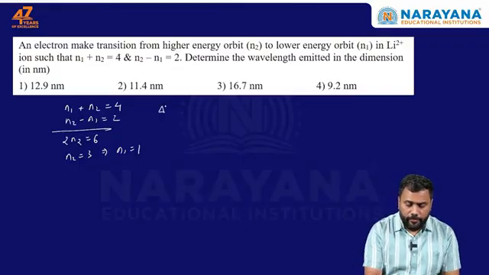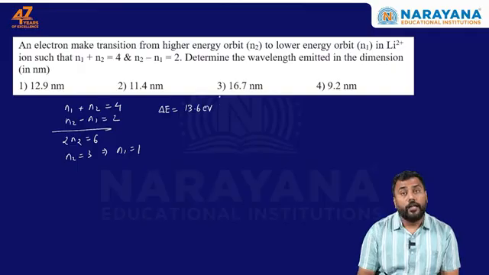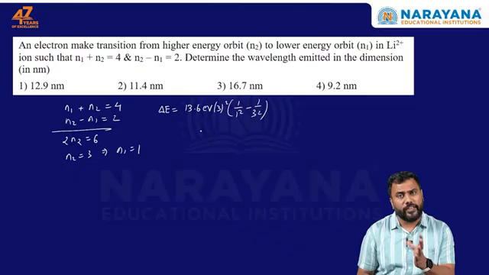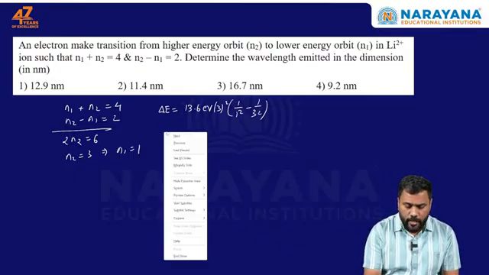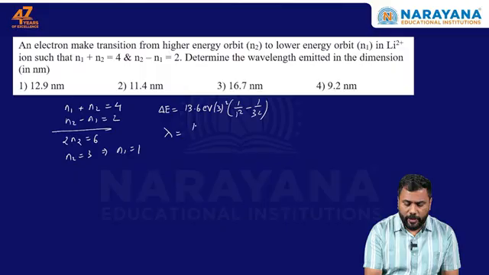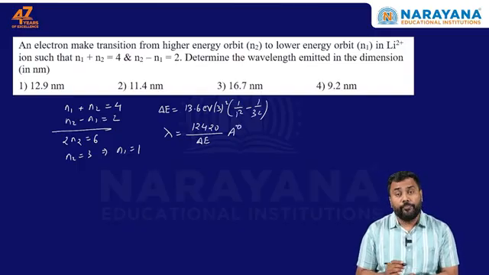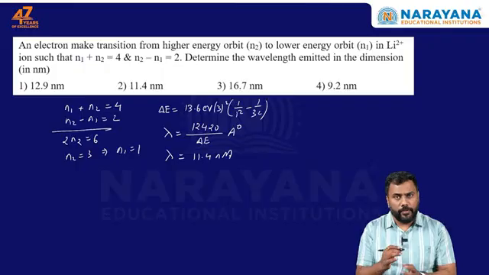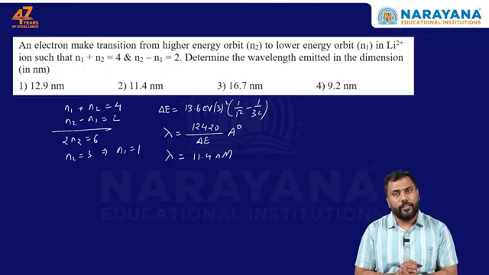Now the energy gap between these energy levels should be given by 13.6 electron volt into Z square. Li2 positive will have a Z of 3, into 1 upon 1 square minus 1 upon 3 square. If we calculate this, we can get the energy of this transition. The photon wavelength we will get by the relationship 12,420 divided by energy, and this will give you a wavelength in angstrom. If you put the value of energy difference here, the wavelength that we get is 11.4 nanometer. I am removing the calculation part for reducing the length of this video.